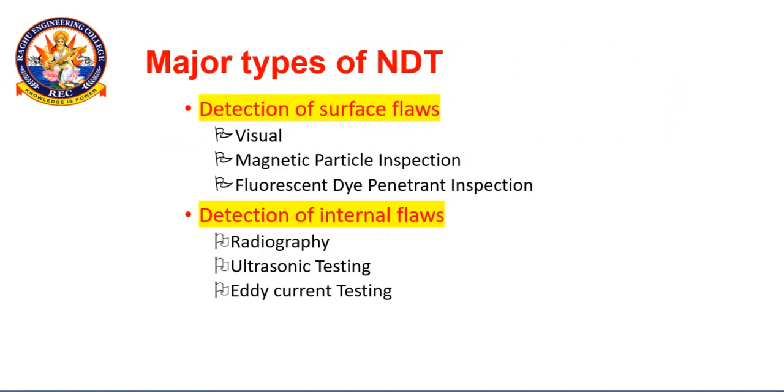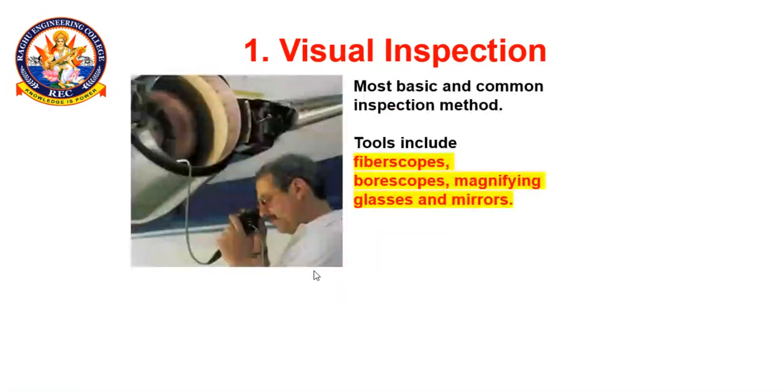Next is to find out the internal flaws. Internal flaws are under the surface of the material, and we cannot identify them with our naked eye, unlike the surface techniques. For that purpose we use radiography, ultrasonic testing, and eddy current testing. These are the three testing methods we use to find out the defects. This is the second classification: these three techniques are used to find out the internal flaws.